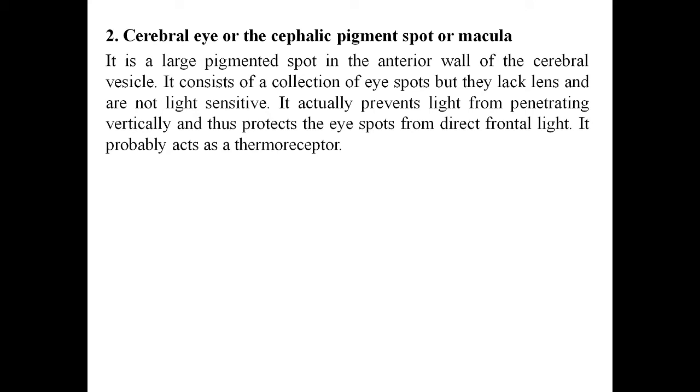Then second is the cerebral eye or the cephalic pigment spot, which we call a macula. As it is known as a cerebral eye, it is toward the anterior end. It is a large pigmented spot in the anterior wall of the cerebral vesicle. It consists of a collection of eye spots, but they lack lens and are not light sensitive. It actually prevents the light from penetrating vertically, and thus protects the eye spots from direct frontal light. It probably acts as a thermoreceptor, or temperature receptor.